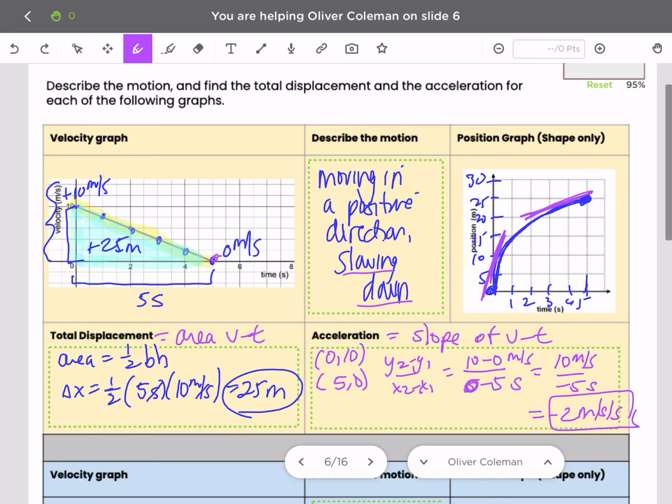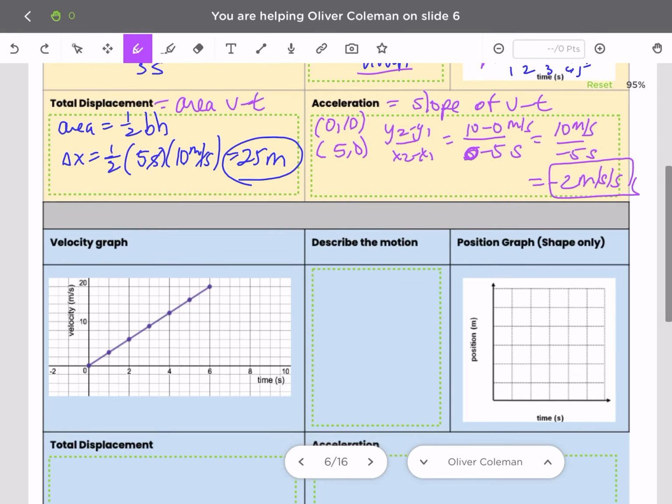So when I look at the graph, after 1 second I went from 10 to 8 meters per second. After another second, 6. After another second, 4. And after another second, 2. And after another second, stopped, or a velocity of 0. That's why it's negative acceleration, because it's slowing down, in this case because it's moving positive. All right, next one.